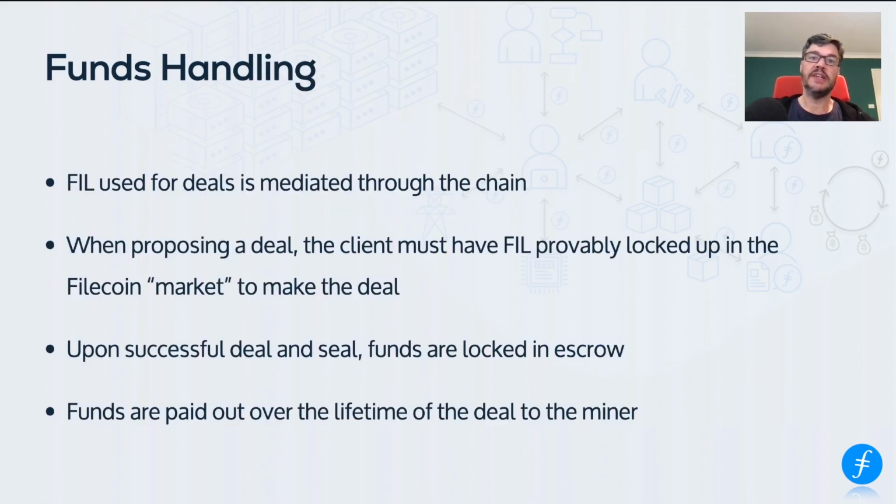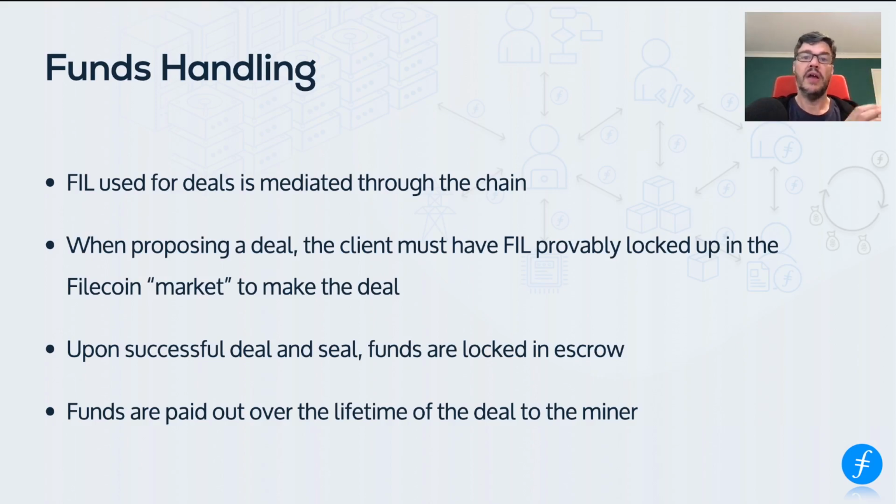Funds: the FIL used for deals is mediated through the chain. As I said, when proposing a deal, the client must have FIL provably locked up in the Filecoin market. So there's this space on the chain called the market. You have to have FIL out of your wallet and into this market in order to make these deals. So it's like saying, here it is. If I want to make this deal, you can look in the market and see that I have it ready to go.